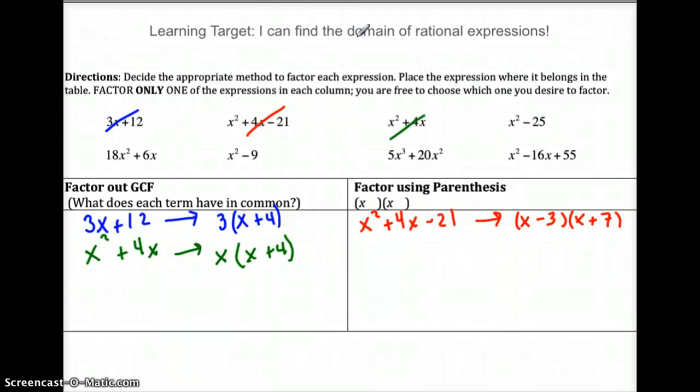Next one, x squared minus 25. Do the two terms have anything in common? They don't, so it must be one of these X puzzle things, and it is, like a reverse FOIL. What multiplies to negative 25 but adds to 0, because there's no middle term? Obviously I need one of each sign, an x minus and an x plus. Multiplies to negative 25, adds to 0? That's got to be 5 and negative 5.